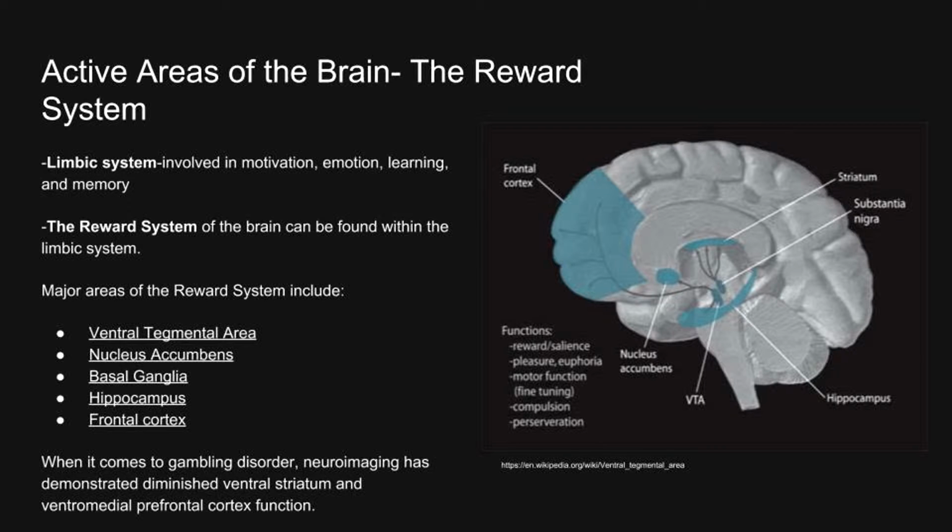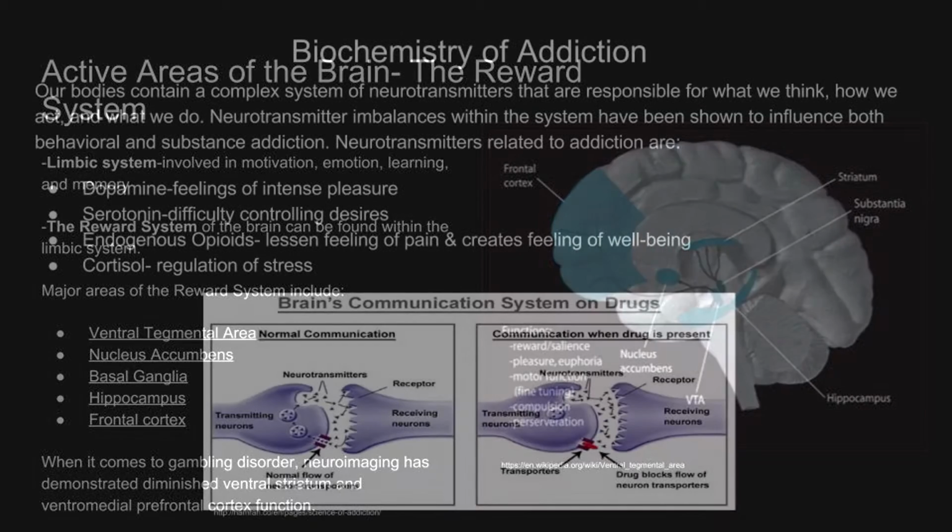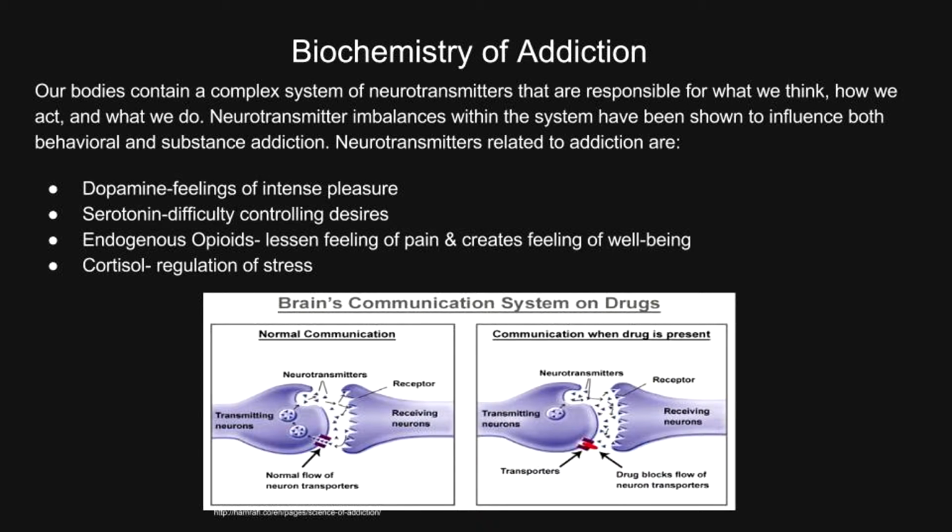The hippocampus is important for declarative memory, which also means it can establish memories of drug experiences, important in terms of relapse for addicts. Finally, we come to the frontal cortex of the brain, involved in executive control over the choices made in the environment, for example, to seek out a reward. According to Grant and Chamberlain, in a gambling disorder, you can observe diminished ventral striatum and ventromedial function. Multiple neurotransmitters have been noted when it comes to addiction.